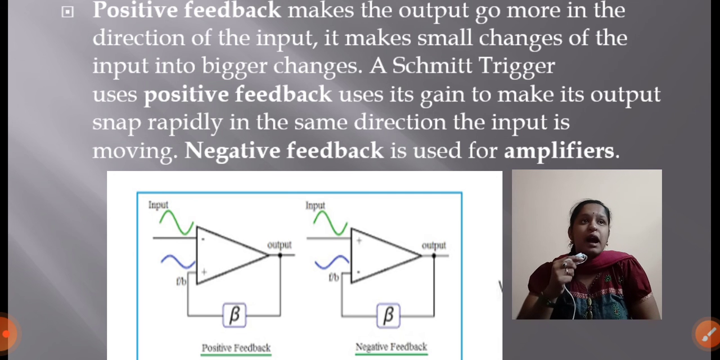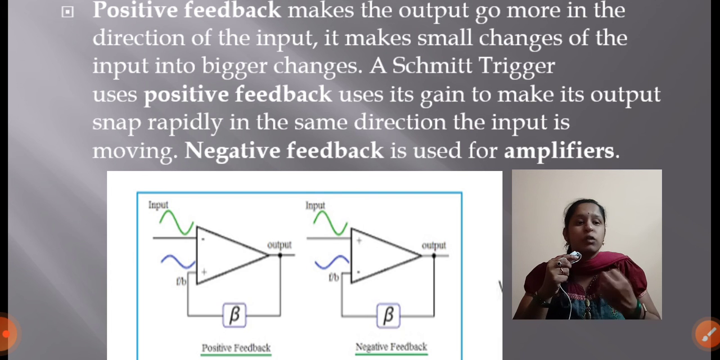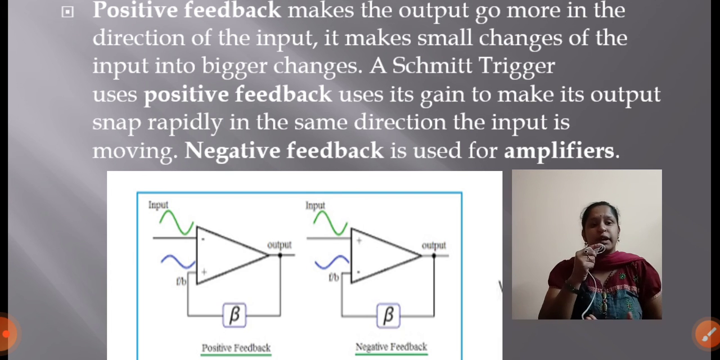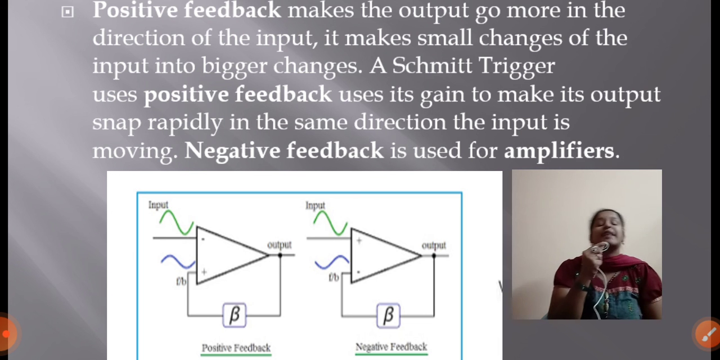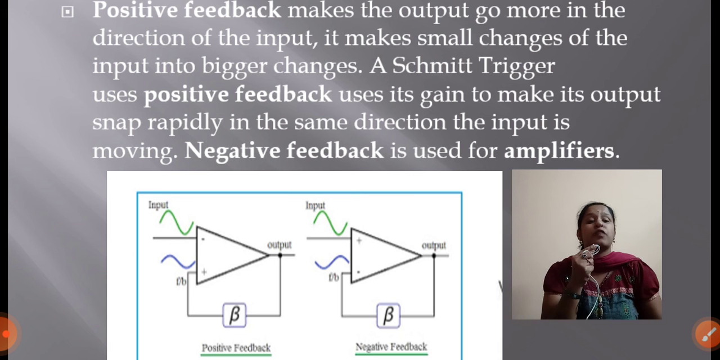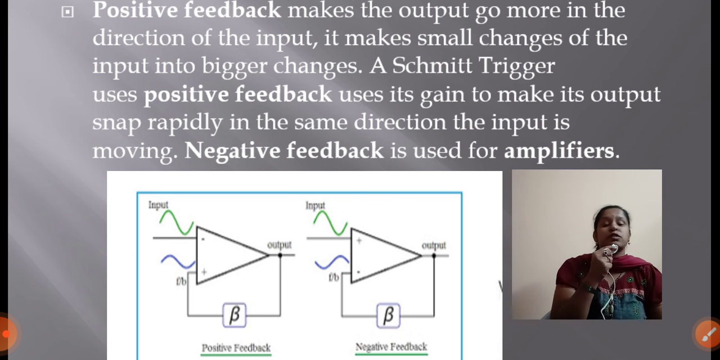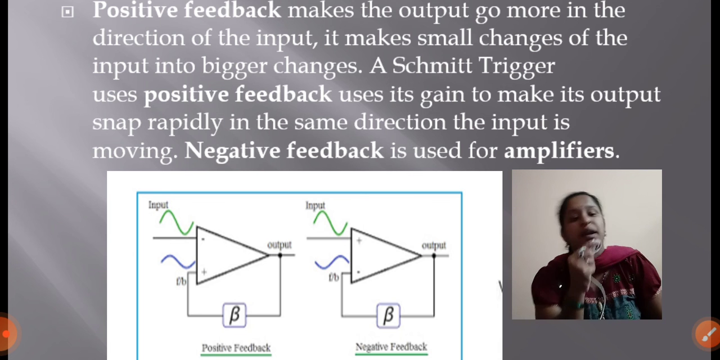Like when they serve food, if they put too much, we can't eat all those things. How much our stomach holds the food, we have to eat that much only. That is giving the negative feedback. That's why we are using negative feedback for amplifiers.